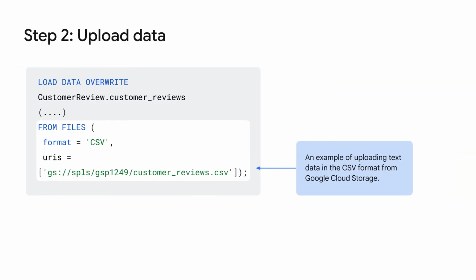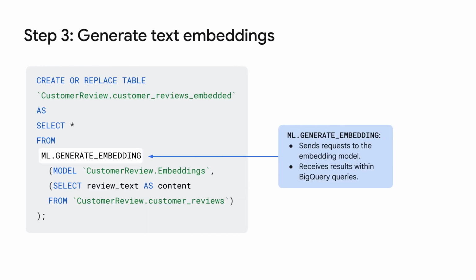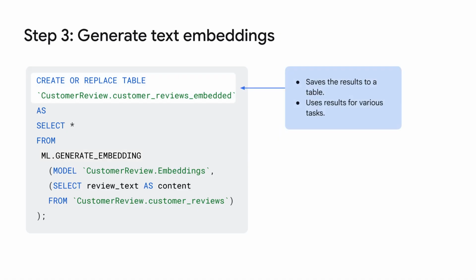You then upload the data. For example, you can import text data from Google Cloud Storage if you haven't already uploaded it to BigQuery. Third, generate embeddings by using a function called ml.generate_embedding. This function sends a request to the embedding model and receives embedded vectors within BigQuery queries. You can find more coding examples in the following demo and the hands-on lab. You save the results to a table.